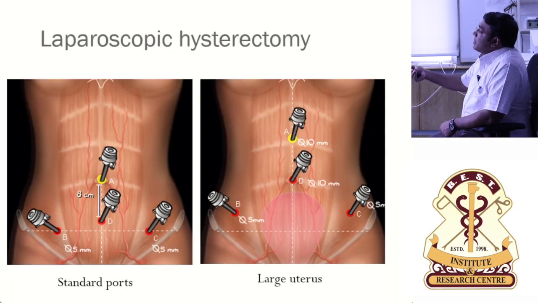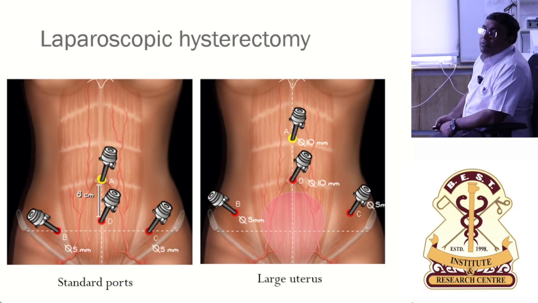See here, for a simple hysterectomy, this is sufficient. If the uterus is big, the same thing goes up. But these two are not properly positioned. This also will go here and this also will go. So the same diamond shape will always be there.